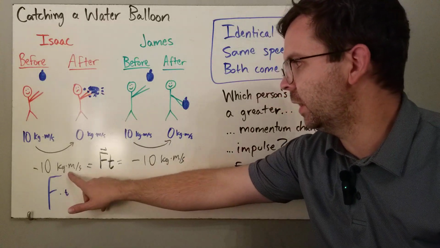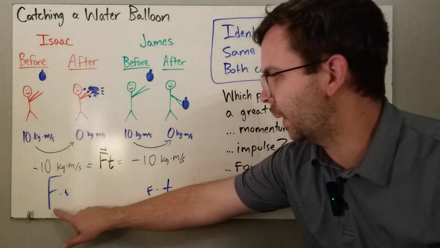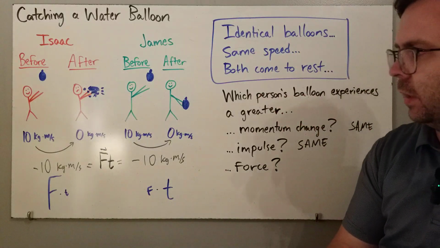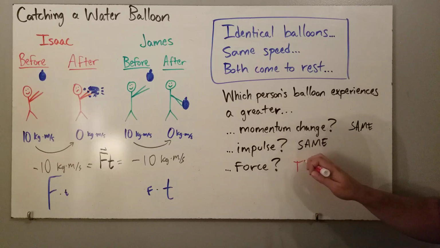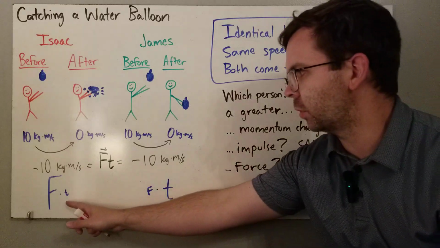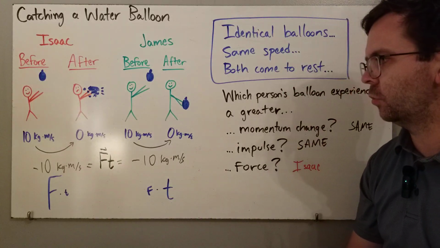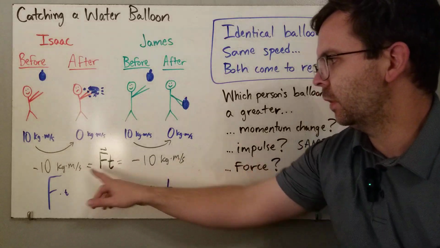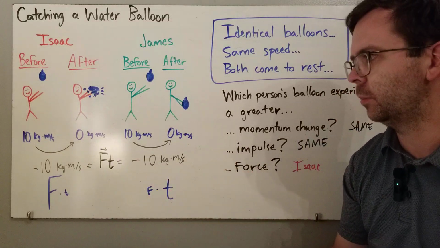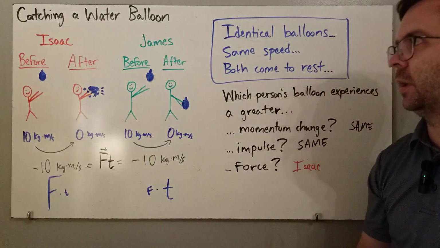Force times time, you get 10. So the product of force and time is the same, but the actual amount of force is not. And so which balloon experiences a greater force? That would be Isaac's balloon, because he takes a much shorter time to catch it, and so that requires a much greater force. So while the impulse, force times time, is equal, they're both negative 10 for the impulse, the amount of force can be different based on the amount of time that it takes to catch.